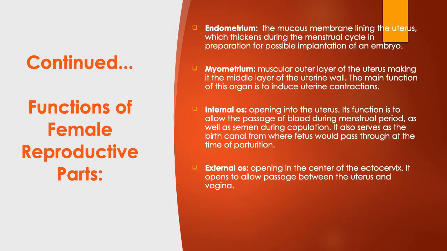Some of the other areas include the endometrium, which is the mucous membrane lining of the uterus; the myometrium, which is the muscular outer layer; the internal os, the opening to the uterus; and the external os, which is the opening to the cervix.